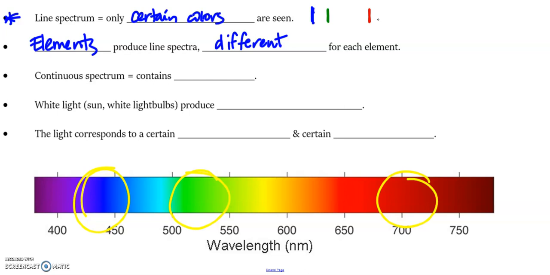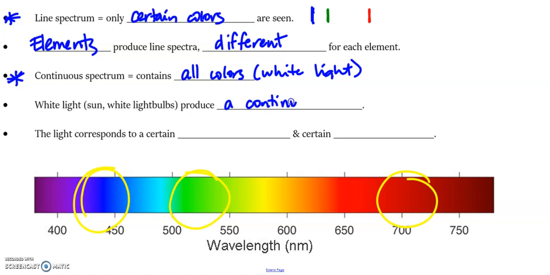So a line spectra is only individual colors, versus a continuous spectrum, which is when you get all the colors. This would be like white light. If we take white light and use a prism, you're going to see a whole rainbow, versus a line spectrum where you're only going to see certain colors. There will be gaps. So know the difference between these two. White light produces a continuous spectra. And then, like I just said, light corresponds to a certain wavelength, which is a certain color. The longer the wavelength, the more it is on the red side versus the violet side. So that is line spectra.